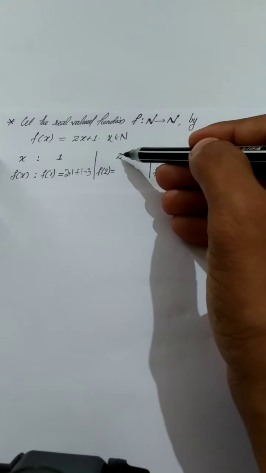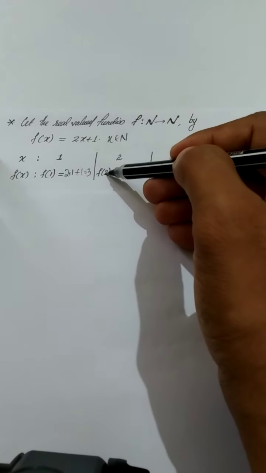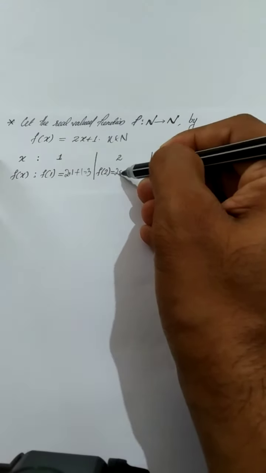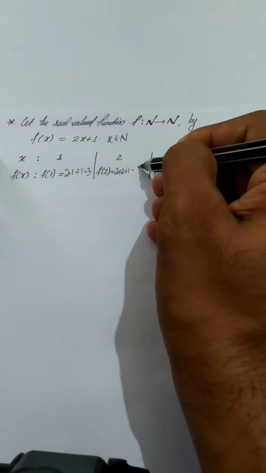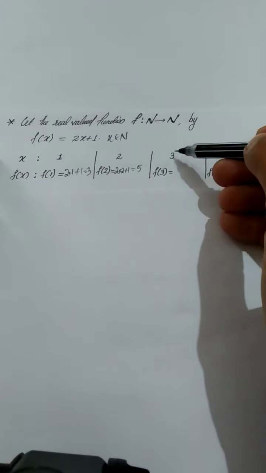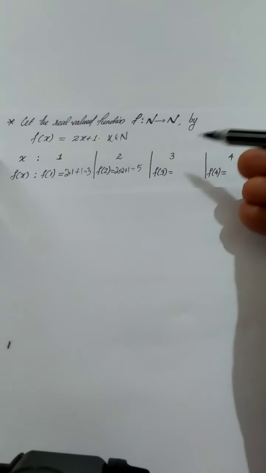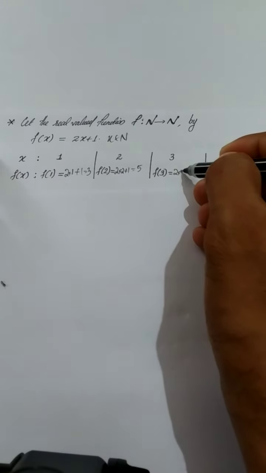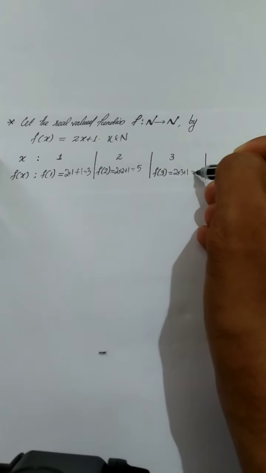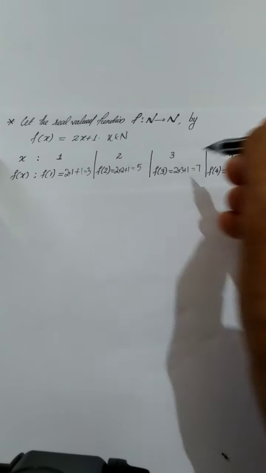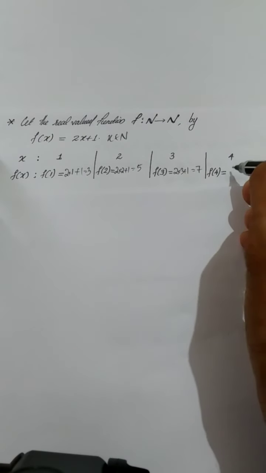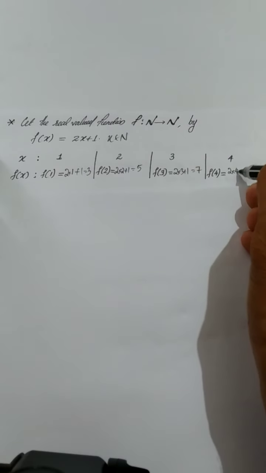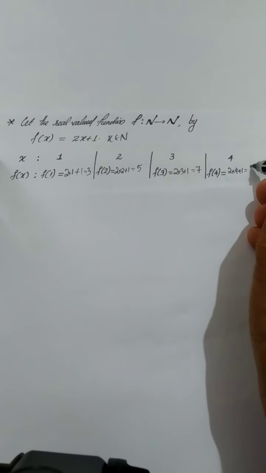What is the image of 2? f(2), that is 2 into 2 plus 1. 2 into 2 is equal to 4, 4 plus 1, 5. What is the image of 3? f(3) means 2 into 3 plus 1, so 6 plus 1, 7. What is the image of 4? That is f(4), that means 2 into 4 plus 1 is equal to 9.